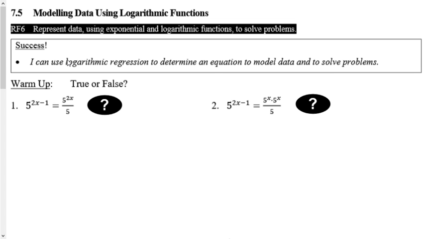Now this lesson begins with a number of review or warm-up questions, like 2 pages worth in our notes. So if you've already done this in person, feel free to skip ahead to the example where we will actually be doing logarithmic regression.